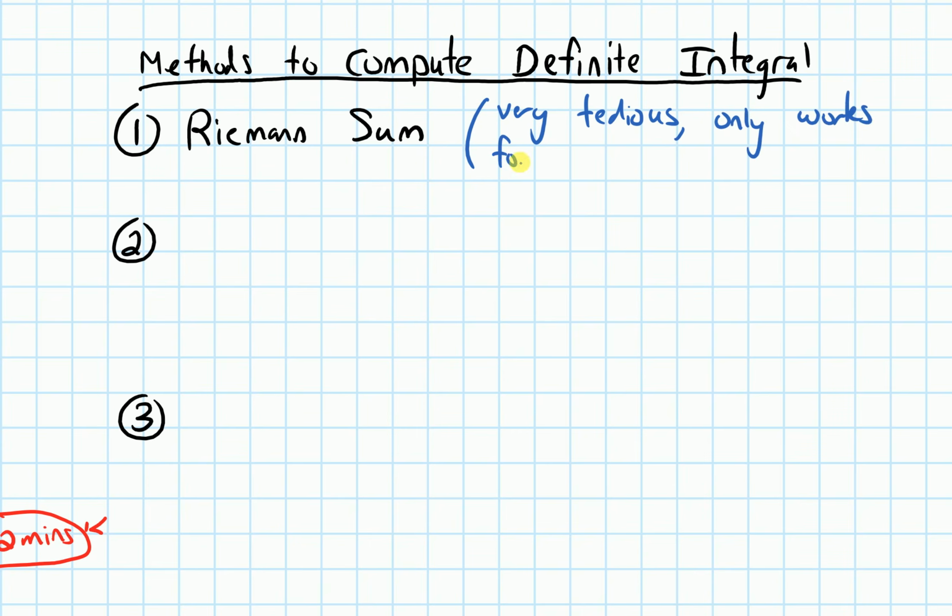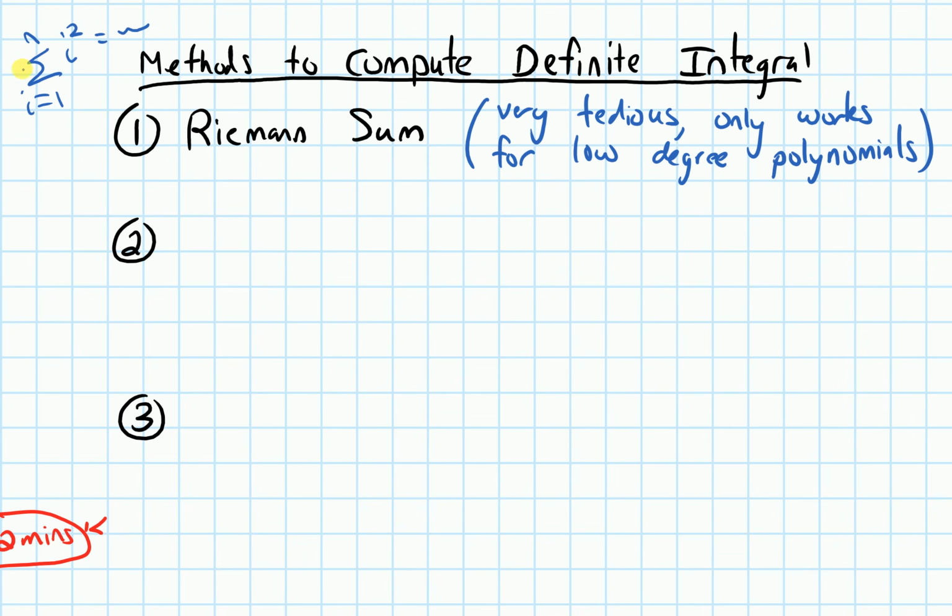It's very tedious, and it only works for low degree polynomials. As we saw in the last video when we did an example actually computing a limit of a Riemann sum, we needed some of those sigma notation formulas for like the sum from i equals 1 to n of maybe i squared and what this equals.